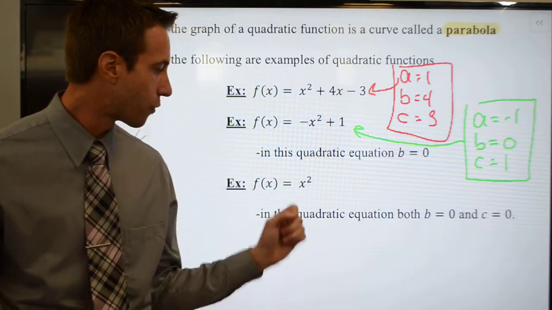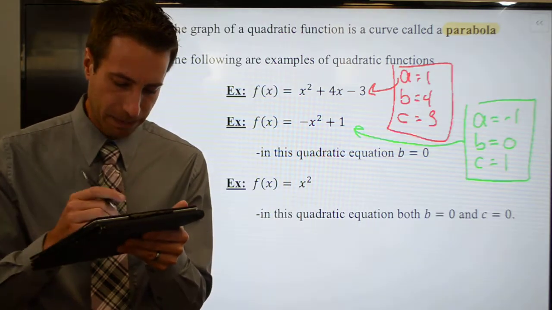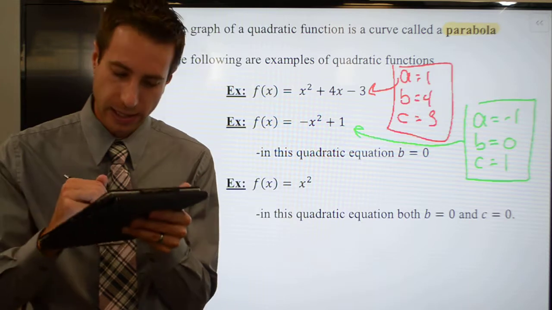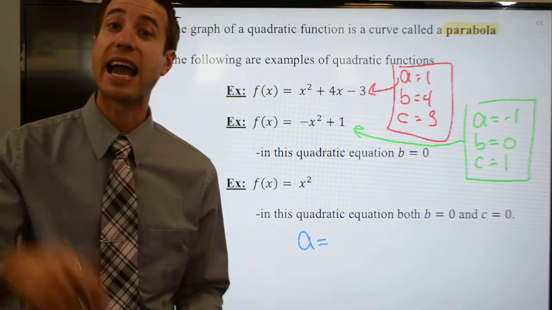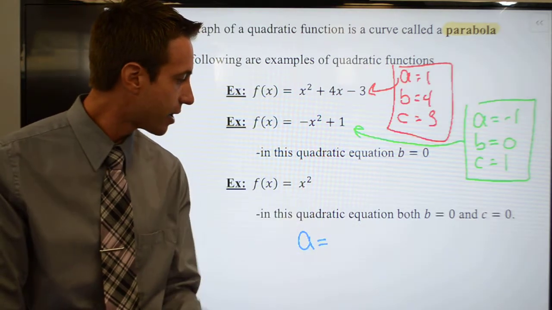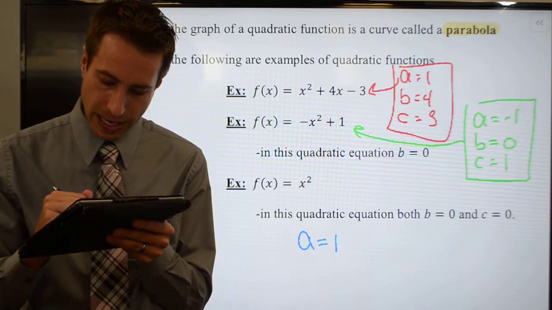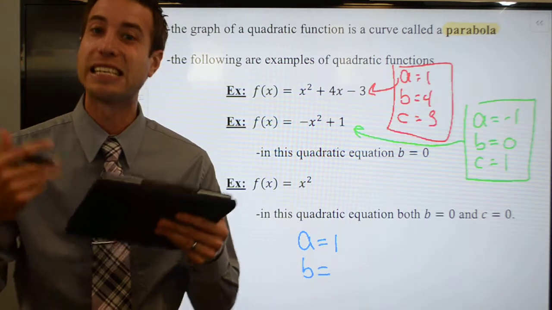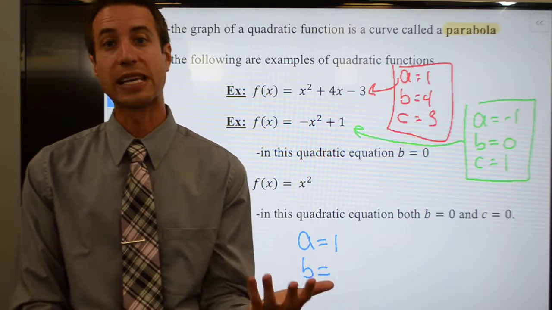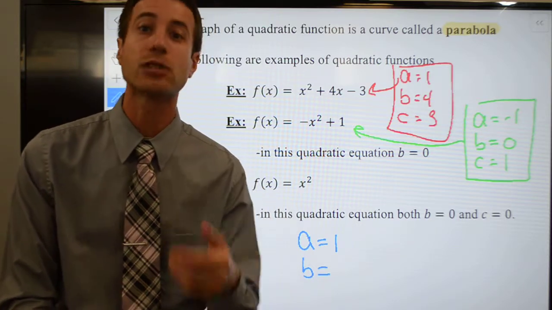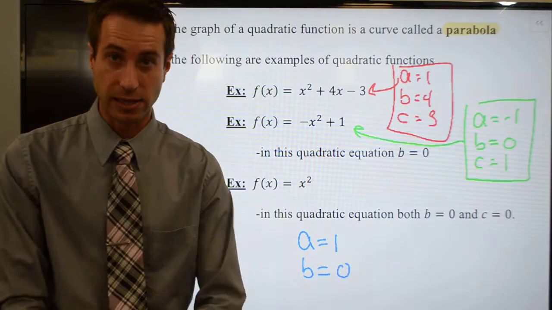I've got one last one for you right here. F of x is equal to x squared. Let's name all of our constants. A comes first. A is going to be what's in front of the x squared. Well, there's my x squared, and the coefficient in front of it is just a positive 1. B is going to be whatever is in front of my x. And I don't have an x. So again, the only way to get rid of that x would be if I multiplied it by 0. So my b must have been 0.